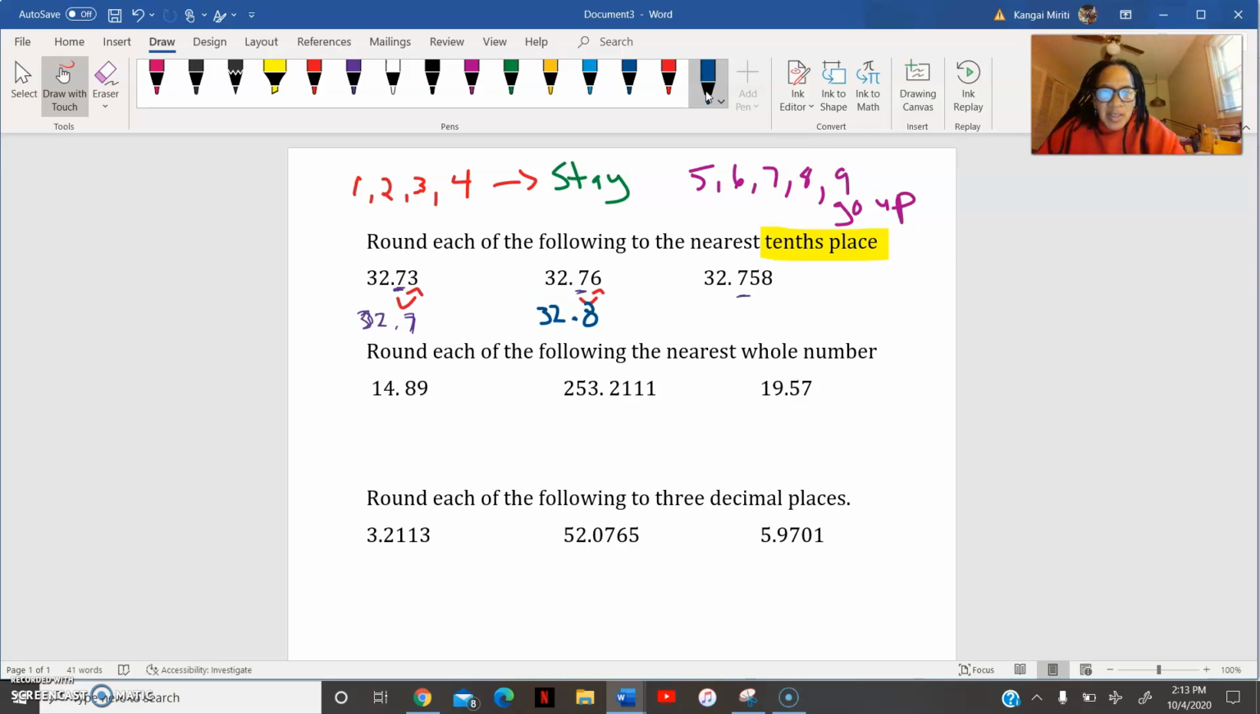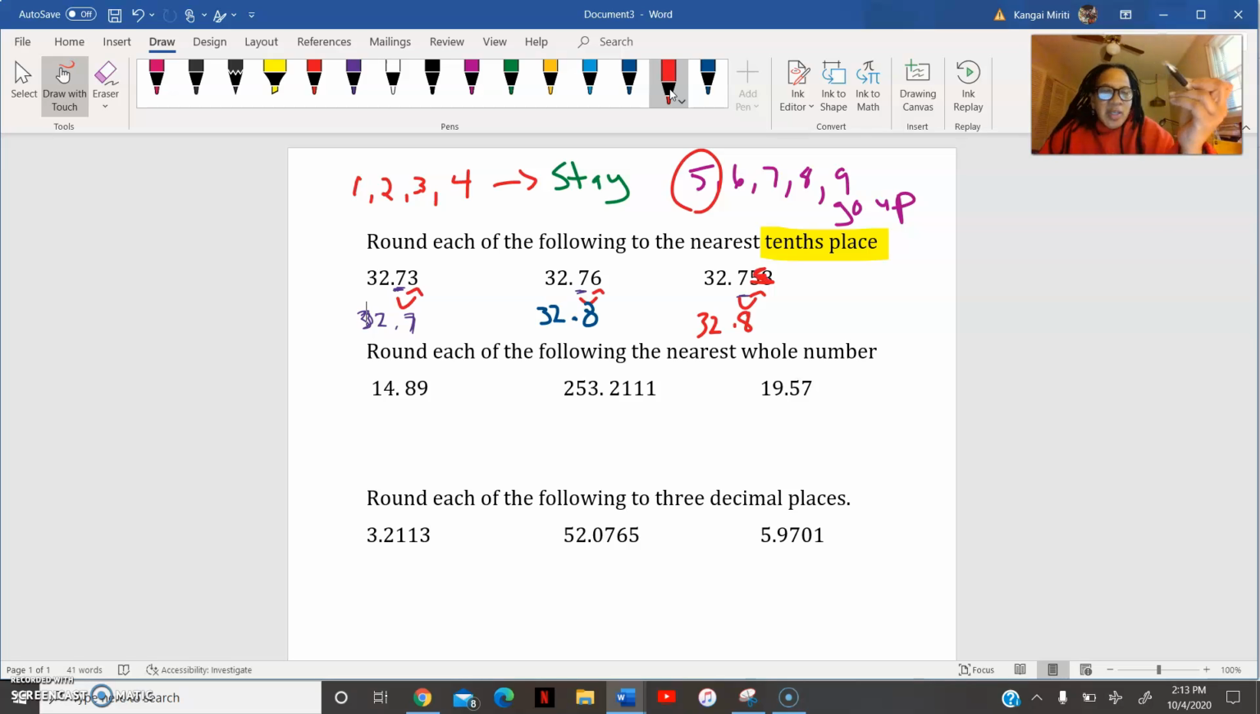Once again, this last example, we want to round to the nearest tenths place. The tenths place I've underlined. I look to the right, and I see a 5. If I see a 5, that means that 7 goes up to 8. And all the other numbers go away. We just ignore, and we're there at 8.